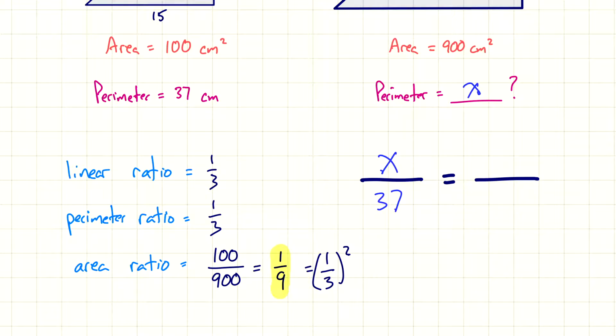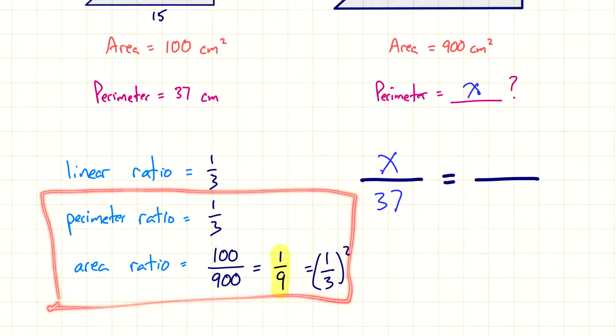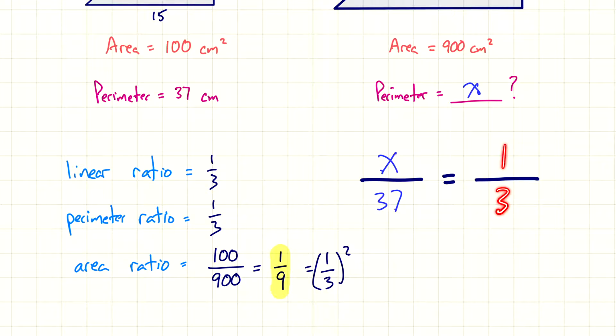So while linear ratio is the same as perimeter, I'm going to narrow this down for you. Are we going to put 1/3 or are we going to put 1/9? So you tell me. All right, if you said 1/3, you are correct. So we're going to put 1/3, and at that point, now we could just solve this.